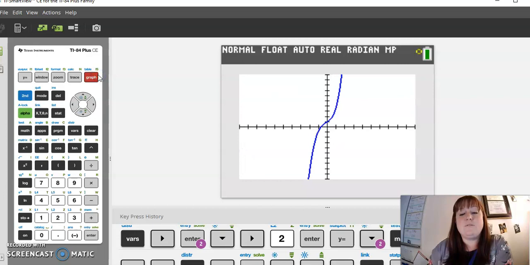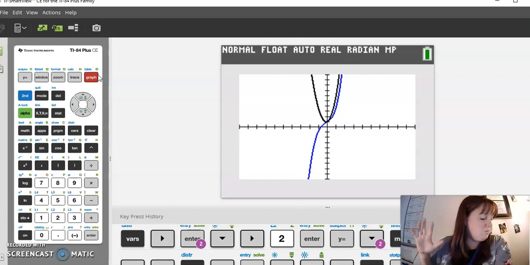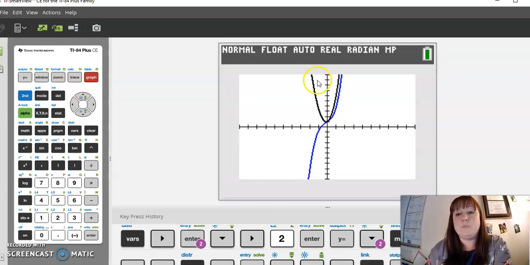So here I push graph, there's the function, and there's its derivative. And we know that that's its derivative, right? Because the x cubed, well, it's 3 to the x, so we don't know exactly how to do that one. But it's a cubic function originally, so now it becomes a quadratic function.